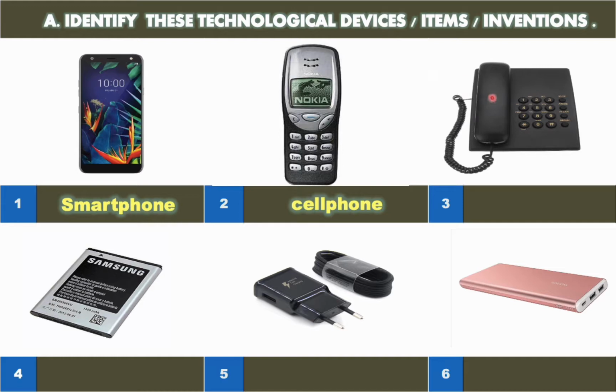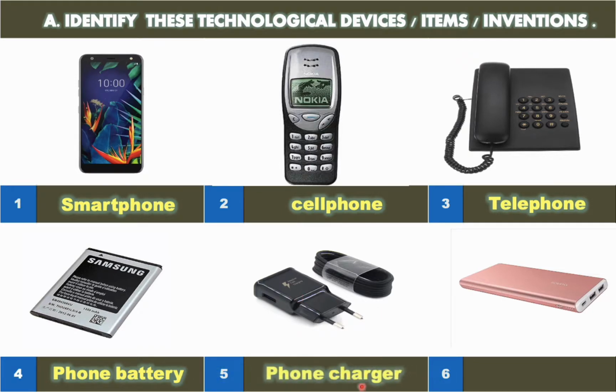Very good. Number 3, we have telephone. Very good. Then we move to number 4. Phone battery. Very good. This is a battery for the phone. And we have a phone charger. So we have a charger and we have a battery. And very good, power bank. We have a power bank.